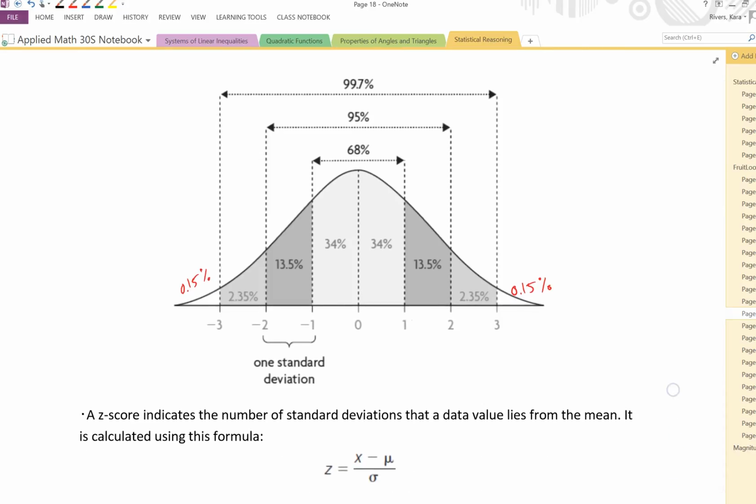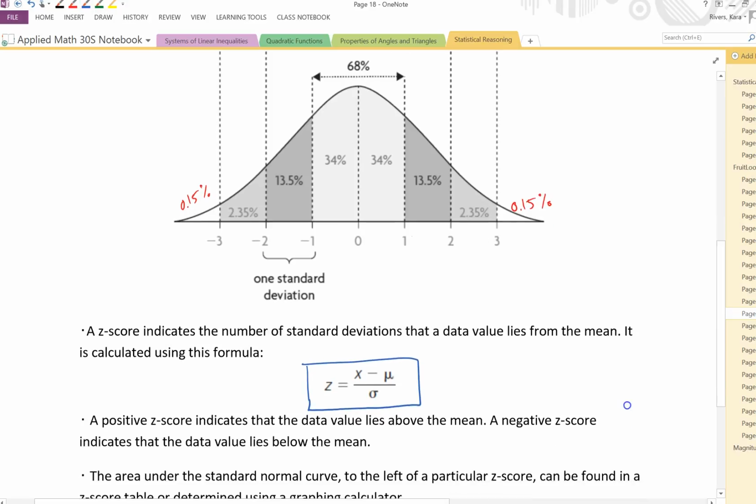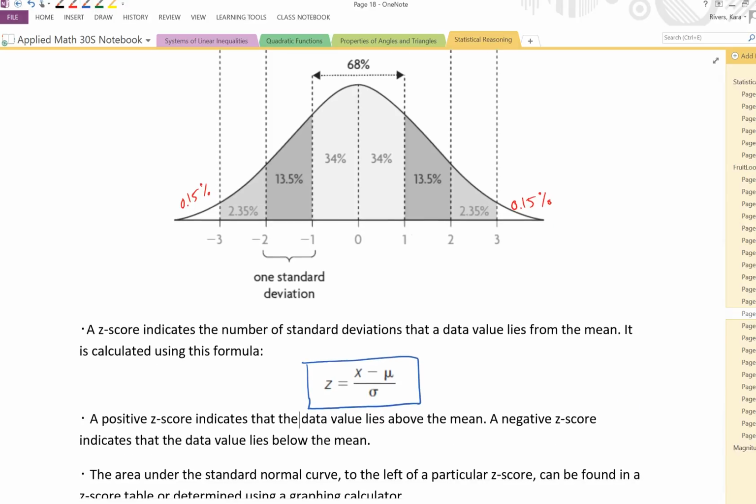Alright. So a Z-score indicates the number of standard deviations the data value lies from the mean. It is calculated using this formula. So this is an important formula that you're going to want to make note of and come back to. A positive Z-score indicates that the data values lie above the mean. So these are our positive Z-scores. Whereas a negative Z-score means that the data lies below the mean.